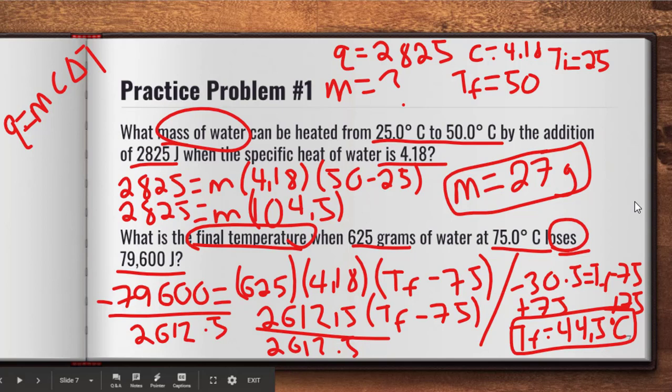Okay, so again, all this boils down to is just doing a little bit of algebra here. You get 4 out of the 5 variables, you solve for the one that's unknown. Pretty straightforward. Let's move on to one more type of problem that's a little bit more complicated.